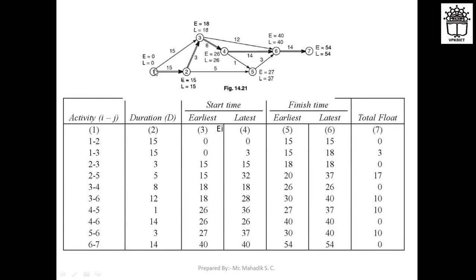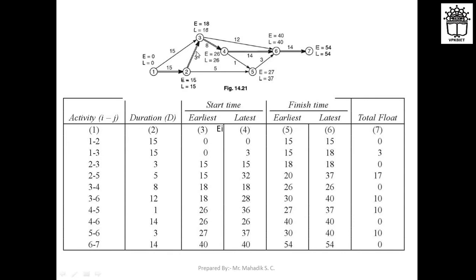Same for 1 to 3, EI value is what? 0. Same for 2 to 3, that means 2 to 3, EI value is what? 15, that is written. For 2 to 5, EI value is what? 15. I means what? That is for 2, that is your first activity. In 2 to 5, the first activity is 2, right?